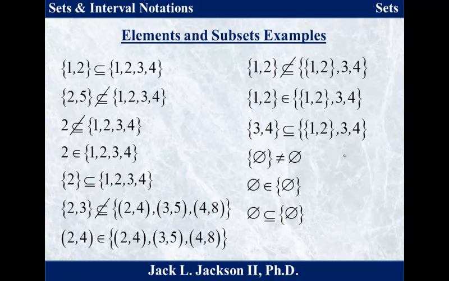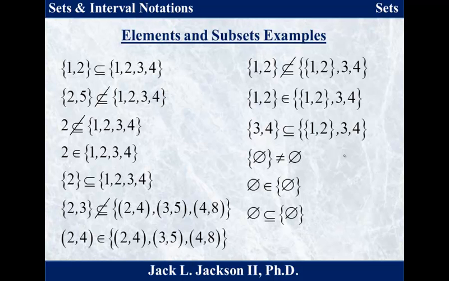All right, so let's look at some examples involving elements and subsets. Everything on this page, hopefully, is a true statement. So let's look at them. The first one, we would say the set containing 1 and 2 is a subset of the set containing 1, 2, 3, 4. But we would say the set containing 2 and 5 is not a subset of the set containing 1, 2, 3, 4. Notice the big slash through again means not. Why is this one not? It's because 5 is not an element of the set {1, 2, 3, 4}.